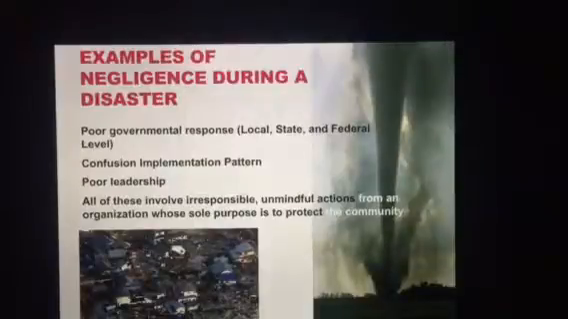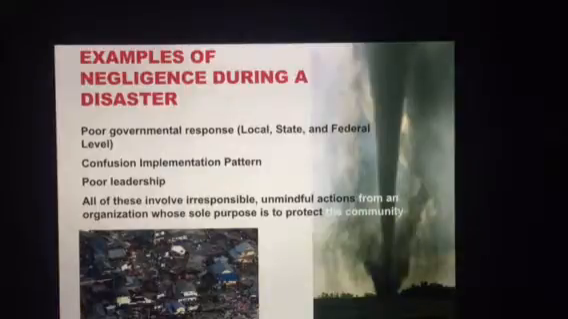Other examples of negligence during a disaster could be poor governmental response. For example, a confusing implementation pattern where the local, state, and federal levels have no coordination or communication with each other would be negligence, because they're not fulfilling their duties.